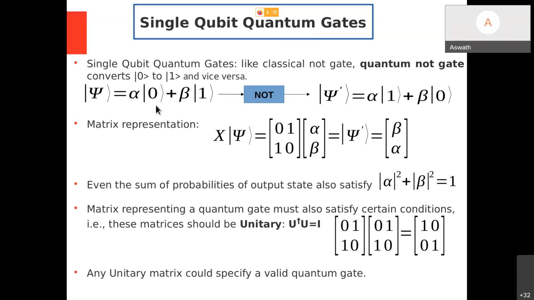Okay, since we are talking in terms of matrix representation for a given quantum state, obviously there will be a matrix representation for that NOT gate. What it would look like, you can simply guess. The matrix representation for this psi, the old state, is alpha beta, and after the NOT operation, the state is beta alpha. So I have to interchange the column entries, first to second, second to first.